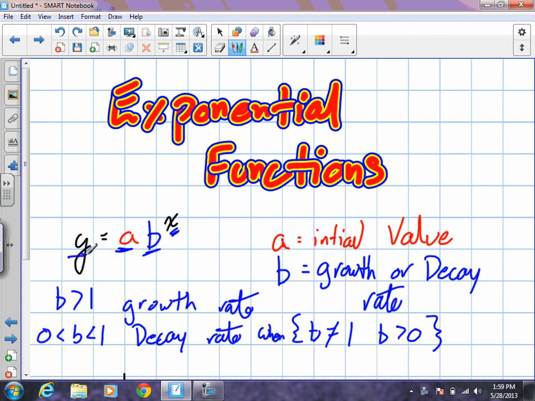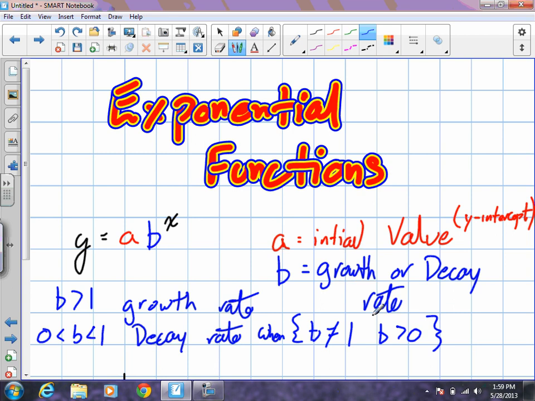Okay? Now, a stands for the initial value. In other words, when x is 0, what is our a value? And that's also known as the y-intercept. We'll keep that in mind. That's our y-intercept. b, on the other hand, is our growth or decay rate, depending if we have an exponential growth or if we have exponential decay.